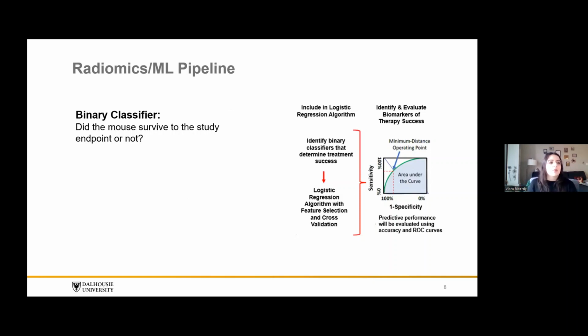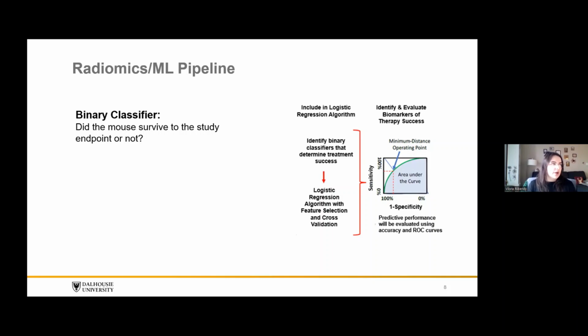So preclinical imaging is much different than clinical imaging. We have far fewer subjects. In this study, we're looking at an N of 15. So we have some issues and decisions to make on how to organize the data.